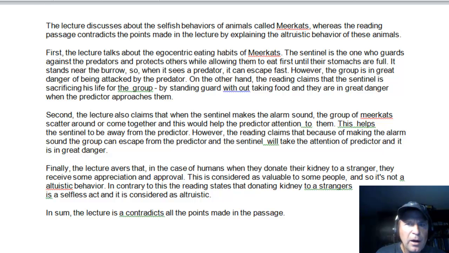Okay, I think we've almost got it here. The problem is when I'm looking at this reading or this lecture, it's talking more about what's called selfish or egocentric behaviors or eating habits. So you have to show through what you've just said that the sentinel is only worried about himself and not other people. So it stands near the burrow, so when it sees a predator, it can escape fast.